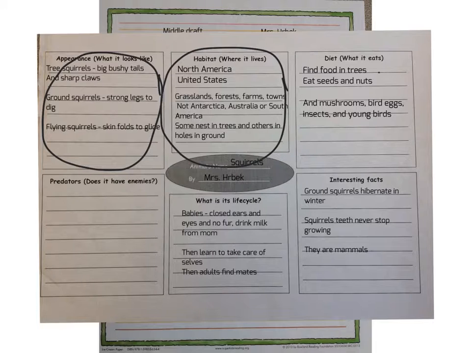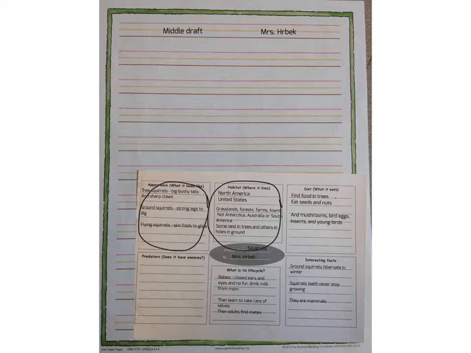Now that I've reread my facts, I'm going to make the first sentence of my middle paragraph. The first sentence tells the reader what the paragraph is going to be about. My paragraph is going to be all about how there are 1, 2, 3 different types of squirrels. So I'm going to write right here on my draft paper this sentence that I thought of: There are 3 different types of squirrels.